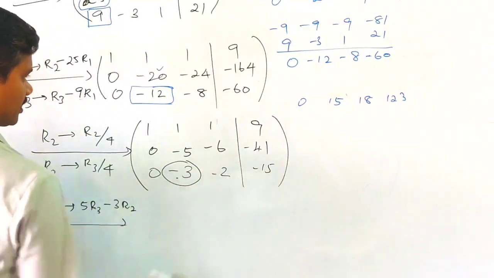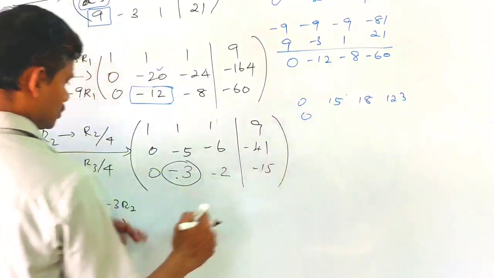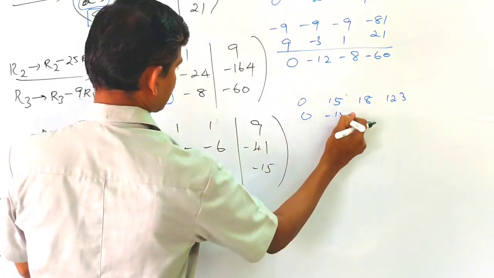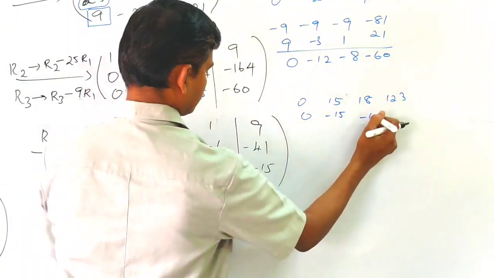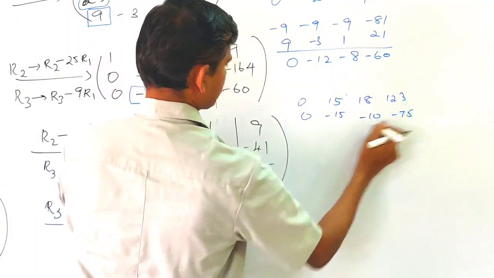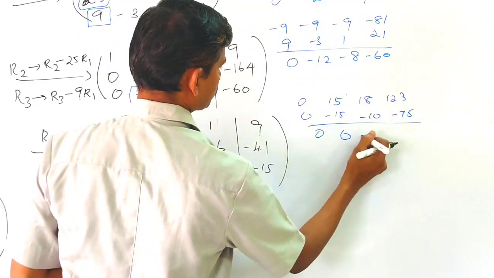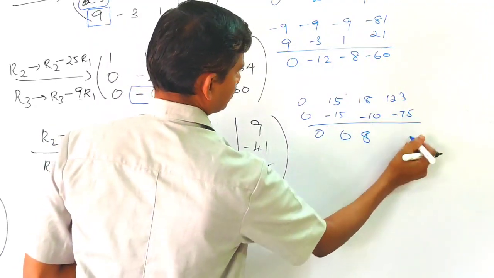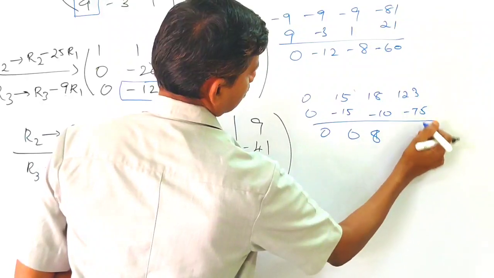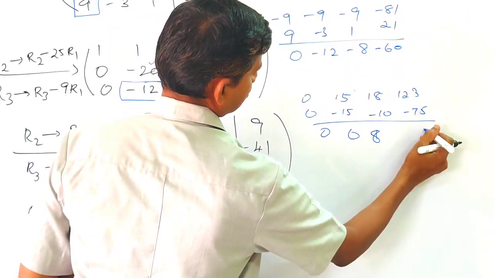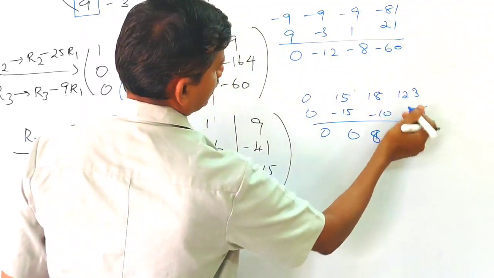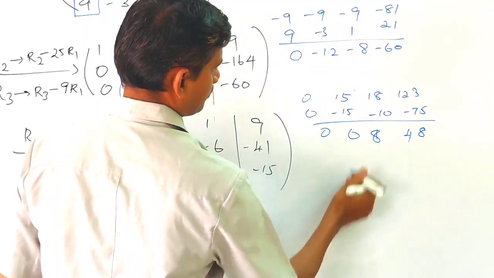Here I am going to multiply with 5. 0, 5 that means minus 15. 5 2s are 10. 5 into 15 is 75. To simplify, you get 0, 0, 8. Here 13 minus 5 is 8. 11 minus 6 is 48.